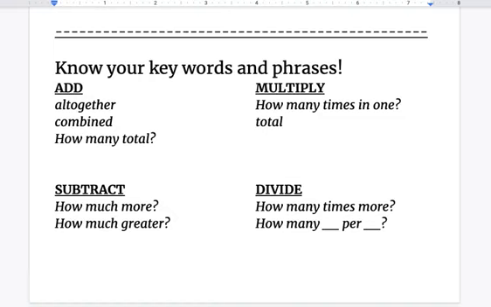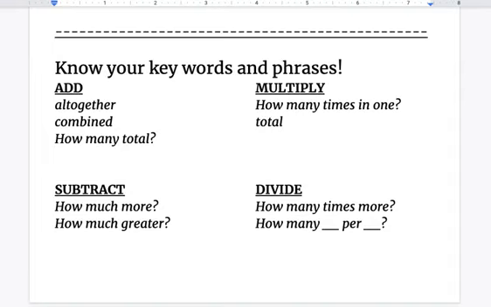Multiply words are also like how many times can something fit in one. So you really will need to understand what the question is asking you and not just look for keywords and phrases. Similarly, subtract and divide have a lot of overlap. So subtract will usually ask how much more of one item is compared to another item, or how much greater is one item compared to another item.